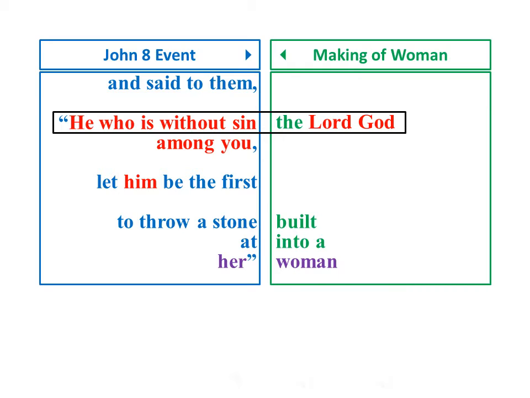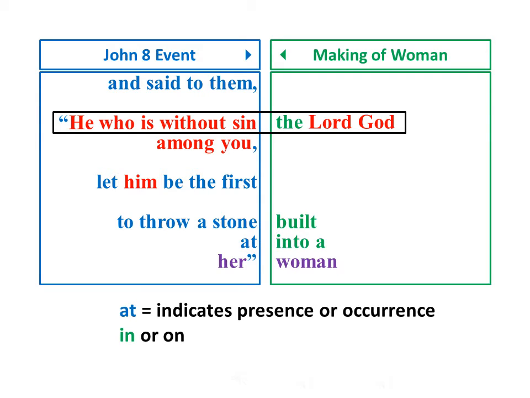Throw a stone at her. The word, at, can also indicate presence or occurrence in or on. Building involves placing stones, and placing is a form of throwing. The Lord God built into a woman by placing stones, if we use the symbolism of the John 8 event.